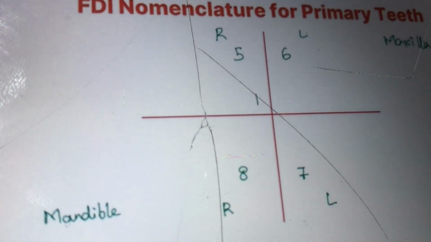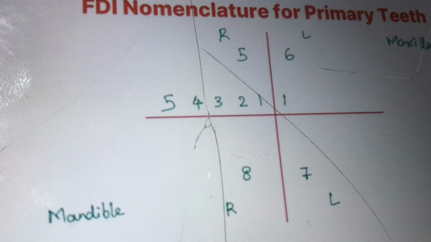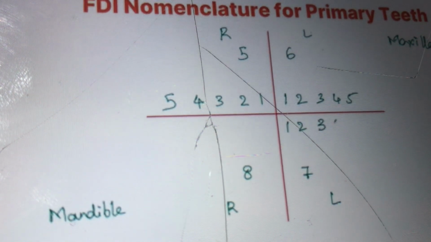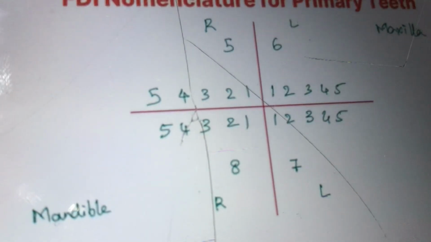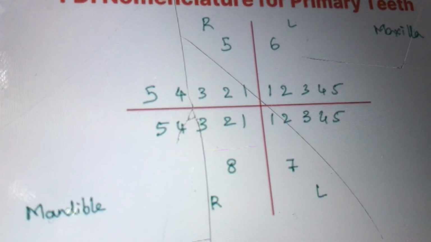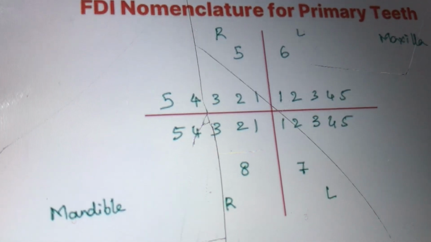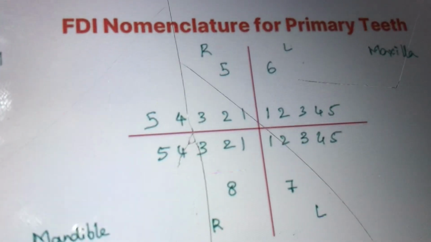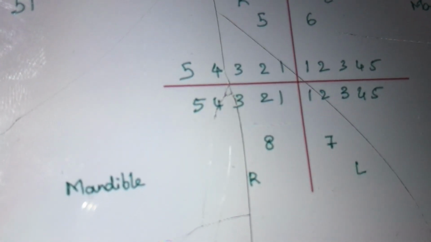So the teeth numbers here are 1, 2, 3, 4 and 5. Similarly for the lower arch. Now what is the FDI notation for primary teeth? If I have to say right maxillary central incisor, I'm going to number it as 5, 1. So 5 is the quadrant, which is the right maxillary quadrant, and 1 is the central incisor.